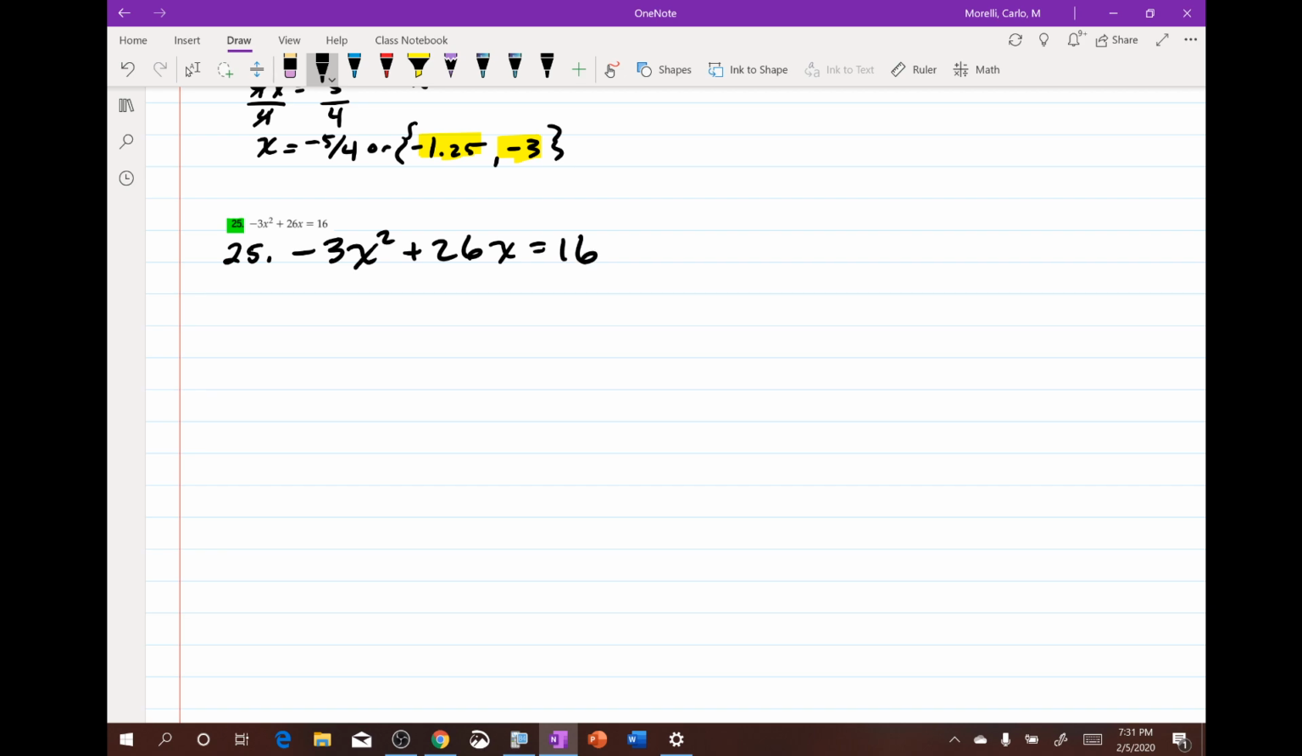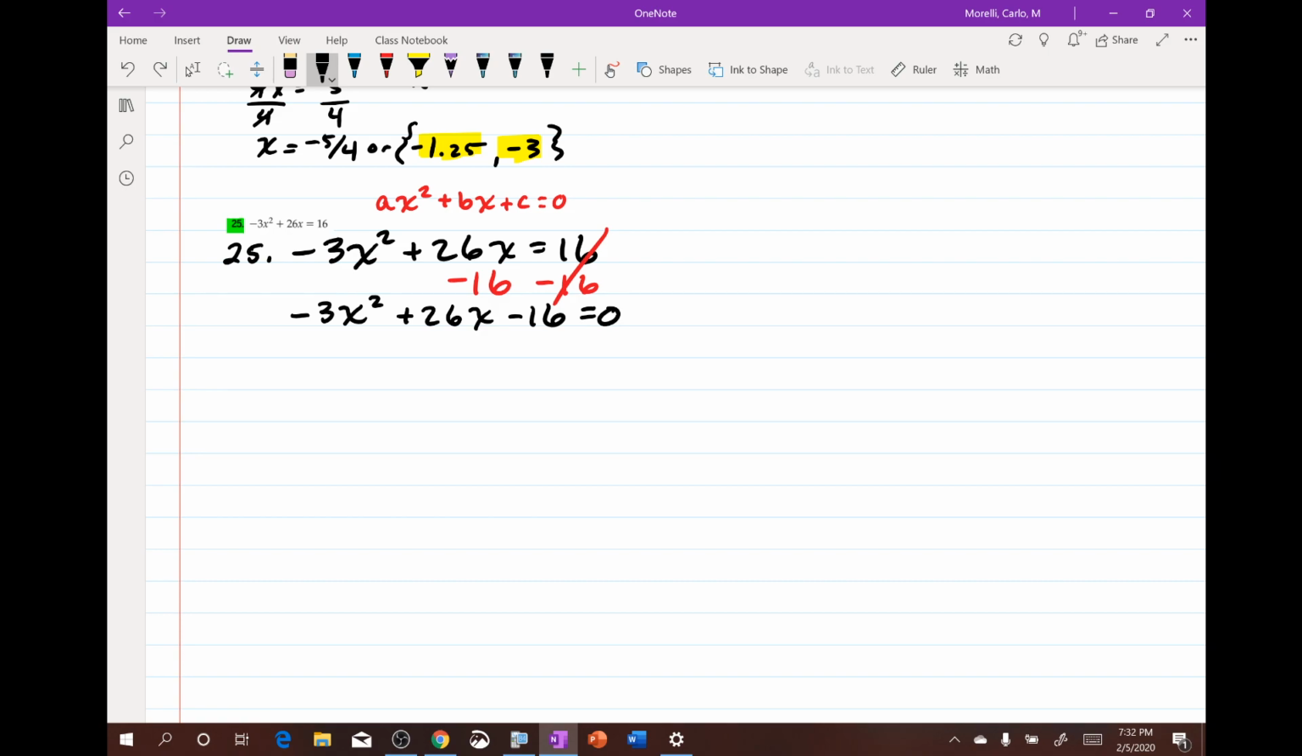Now, okay, we have a problem, right? The problem is this is not written in standard form. We need it to be written in ax squared plus bx plus c equals 0 form. The problem right now is this 16 is sitting over on the right side of the equal sign. So before we do anything else, we need to move that 16 by subtracting it, or doing the inverse operation, and moving that guy to the left side. So now I have negative 3x squared plus 26x minus 16 equals 0. And now that is in standard form.